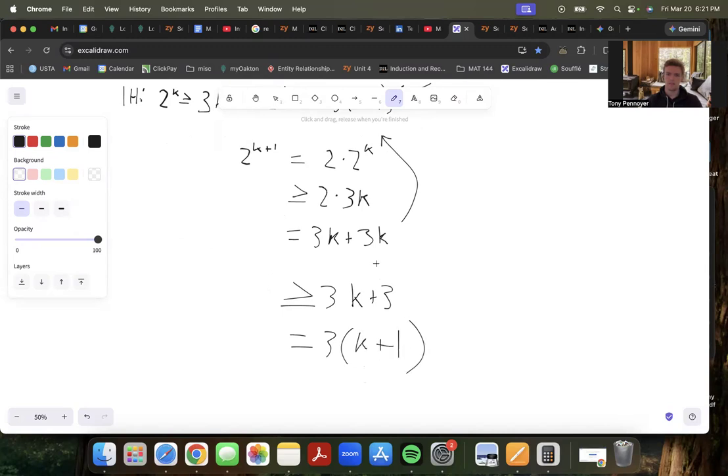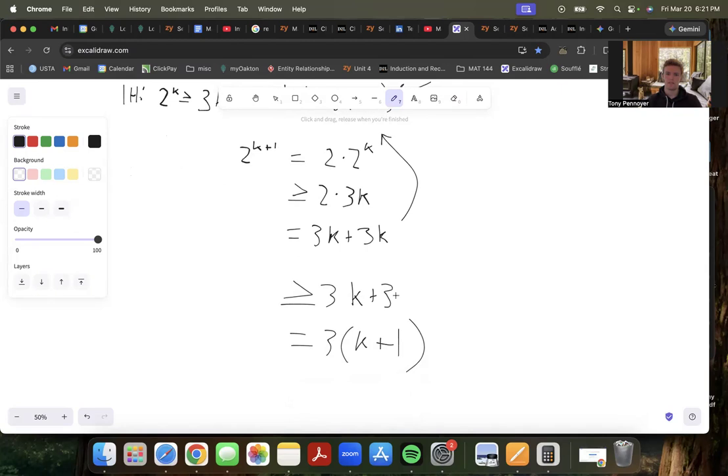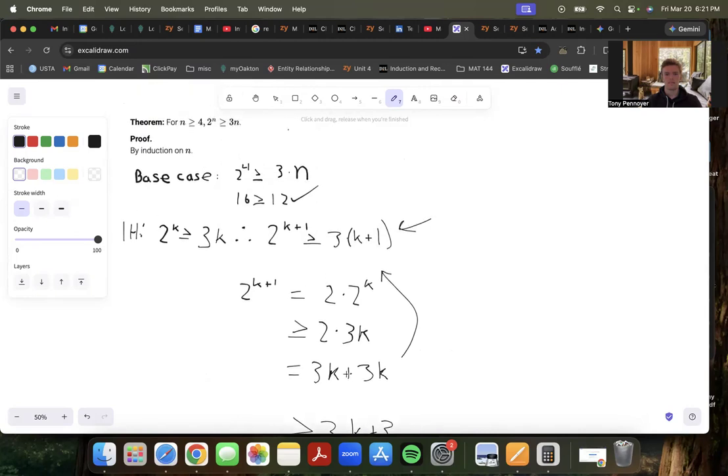And through this algebra and using the inductive hypothesis, it shows that this inequality is true for any integer, or 2 to the k plus 1 power. Yeah, so that is basically it. Actually, I didn't do that right. All right, there we go. That's just an inequality solved by induction.